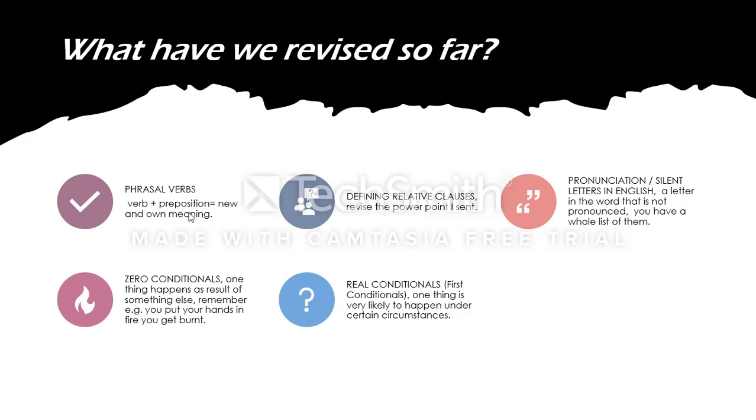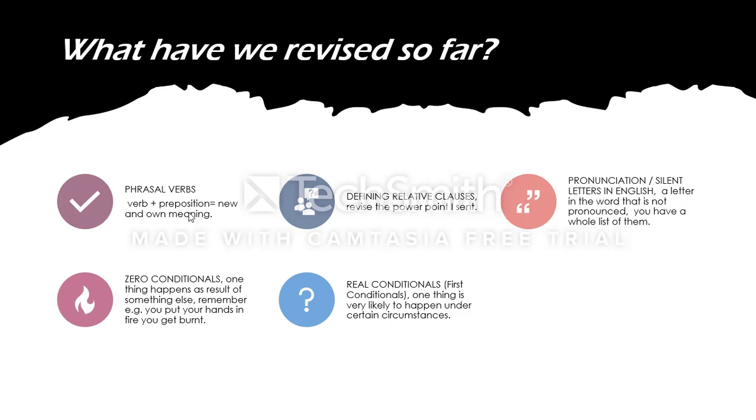For this, you are going to use the words who for people, which for things, and that. The use of that depends if it is the object or the subject of the sentence. You have to remember that you can omit that when it is the object, and you can't omit it when it is the subject. We revised this already.